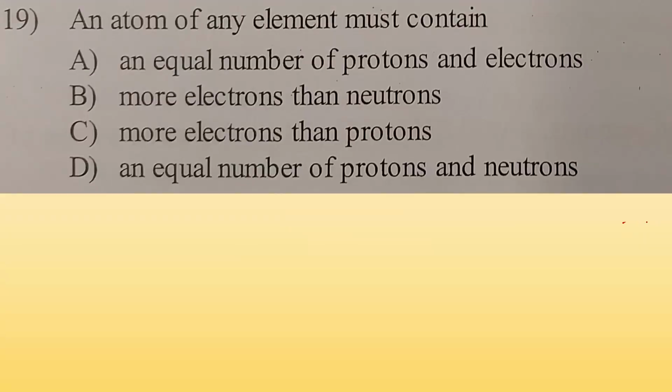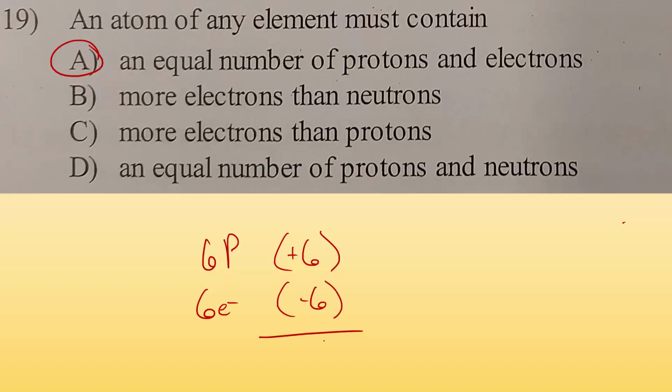An atom of any element must contain an equal number of protons as electrons, because the whole thing has to balance out to be 0. So if I had 6 protons, that means I have a plus 6 charge. To neutralize that positive charge, I need 6 electrons, so I end up with a minus 6 charge, and then the whole thing is neutral. So that is 19. 20. Magnesium and calcium have similar chemical properties because an atom of each element has the same total number of what?